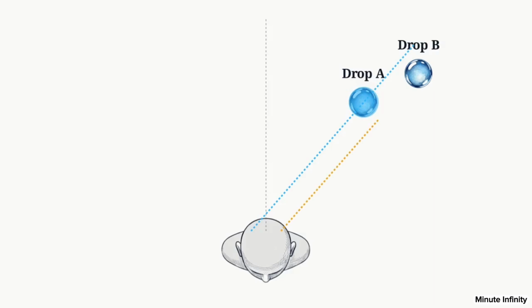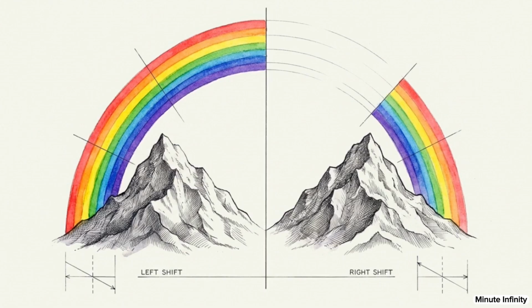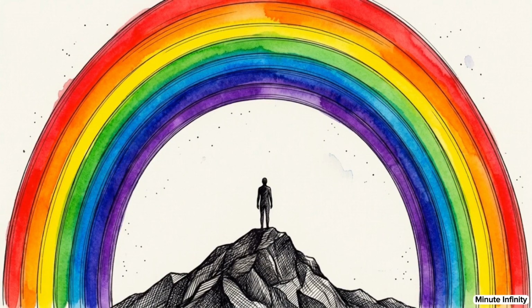Even your own left and right eyes receive light from slightly different drops, meaning each eye perceives a technically distinct rainbow. Viewing a rainbow is a solitary experience. It exists as a private optical performance that no other observer in the world can share.